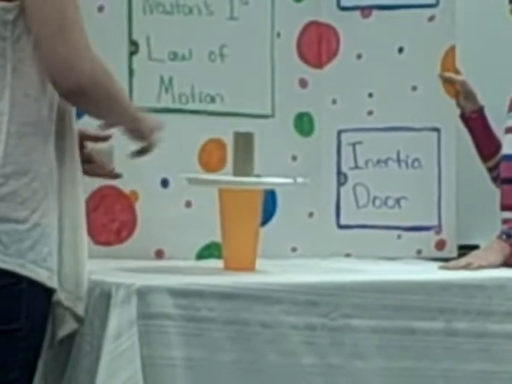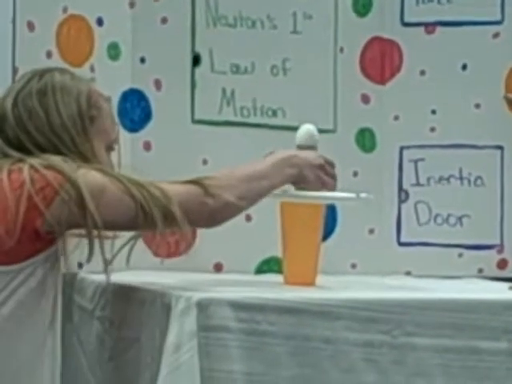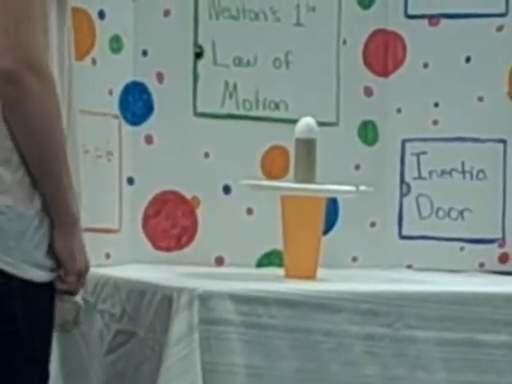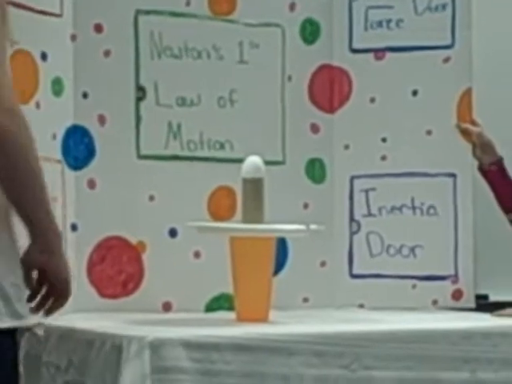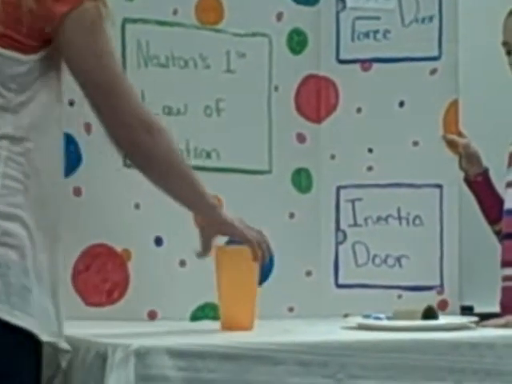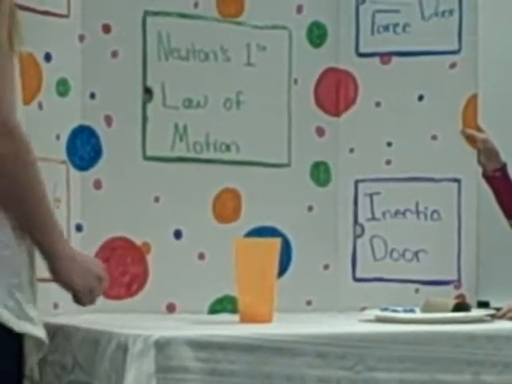Now, in this theory, as you pull the plate, the egg should drop in the cup because of inertia. It keeps wanting to stay in the same place, although the egg will not go in if it's acted on by an outside force. And as I was correct, so was my theory.